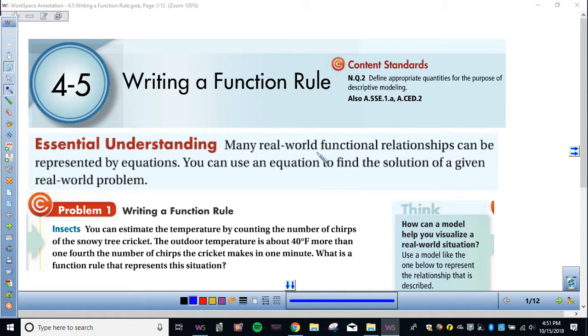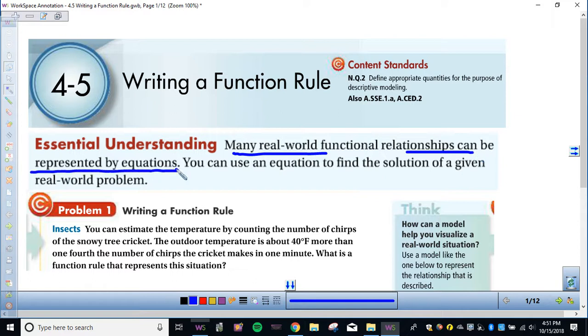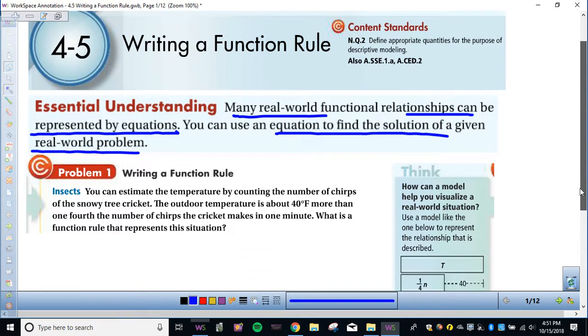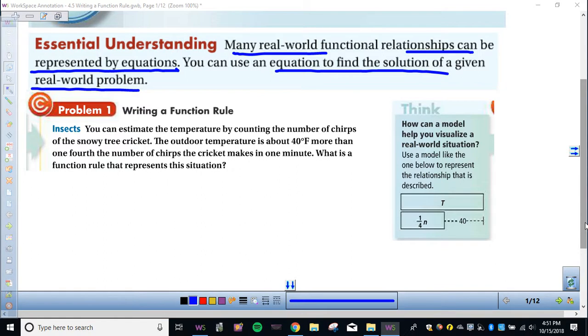Okay, today we are doing 4.5, Chapter 4, Section 5, Writing a Function Rule. Many real-world situations have a functional relationship that can be represented by equations, and we're going to use an equation to find a solution of a given real-world problem. Here's our first example. We're going to write a function rule. All that means is writing an equation.